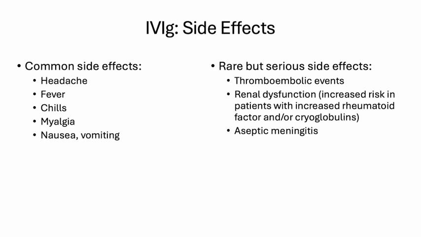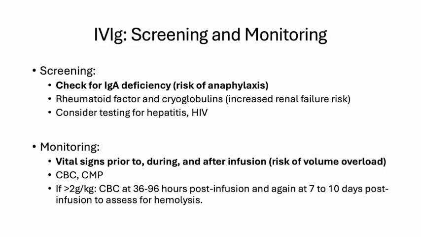Like any treatment, IVIg can cause adverse effects. Common side effects include headache, fever, chills, myalgia, nausea, and vomiting. These are usually mild and manageable. However, there are rare but serious side effects to be aware of, including thromboembolic events, renal dysfunction, and aseptic meningitis. To avoid these adverse effects, screening and monitoring are crucial.